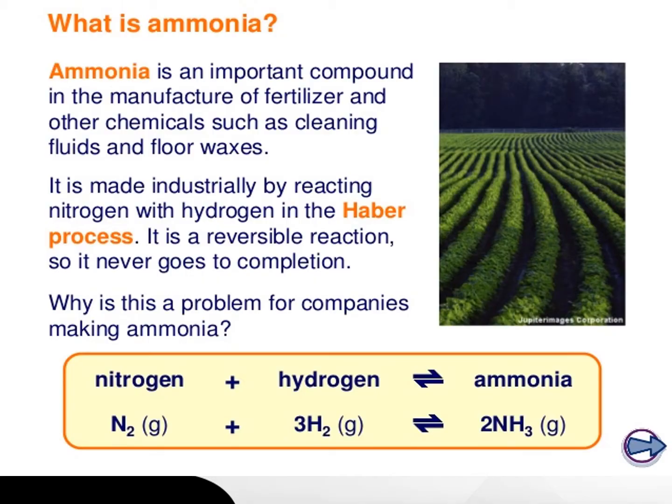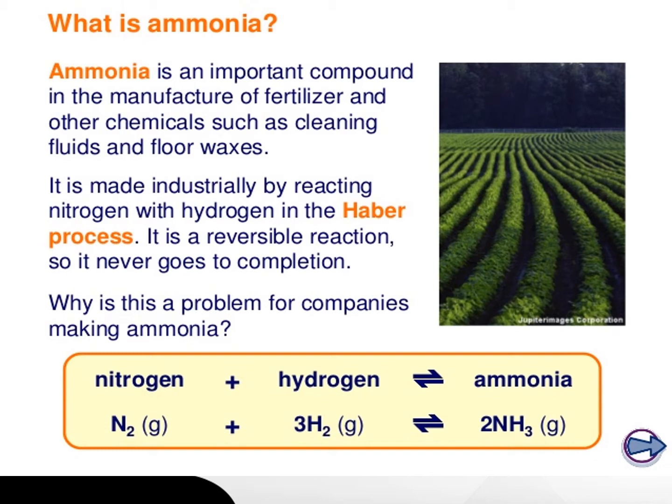Now let's start our topic, ammonia. What is ammonia? Ammonia is an important compound in the manufacture of fertilizers and other chemicals such as cleaning fluids and floor waxes. You know that ammonia is an alkaline gas. It is made by the combination of nitrogen and hydrogen. The major use of ammonia is in making fertilizers and other chemicals such as cleaning fluids and floor waxes. It is made industrially by reacting nitrogen and hydrogen in the Haber process.